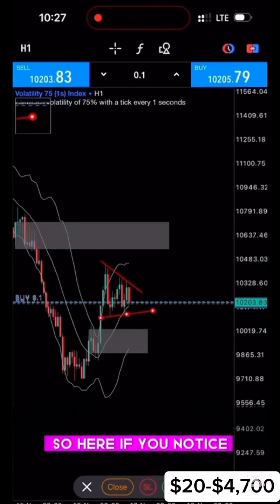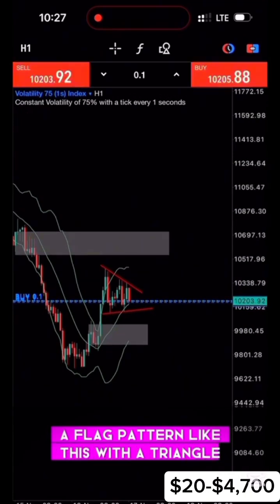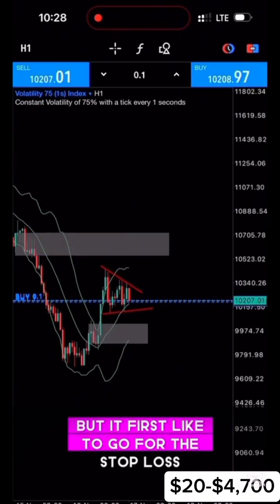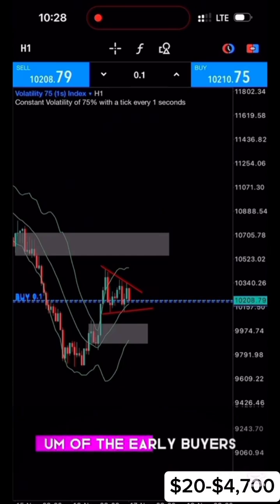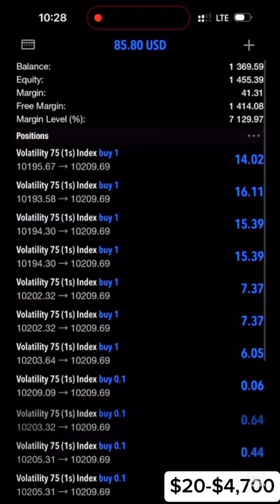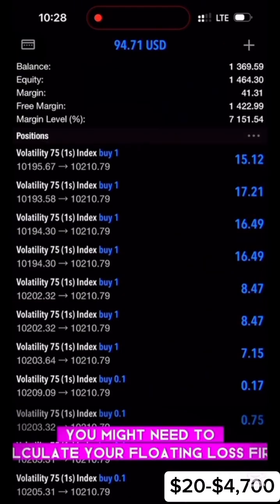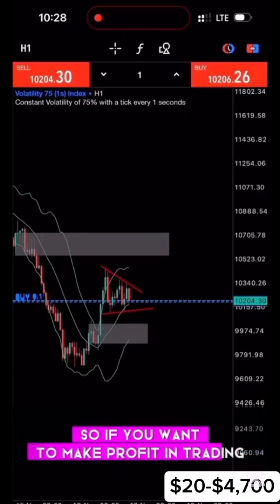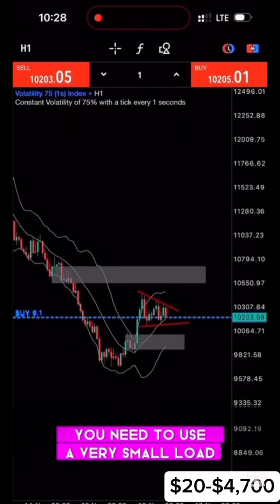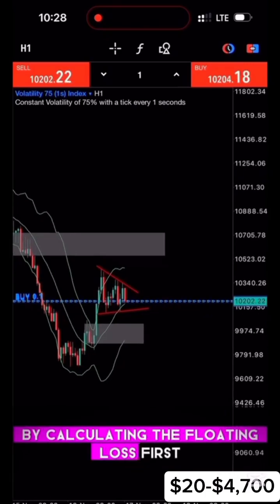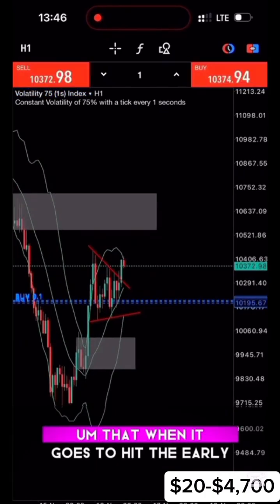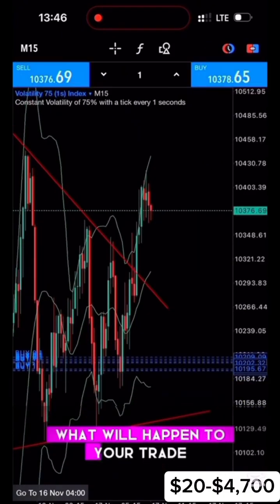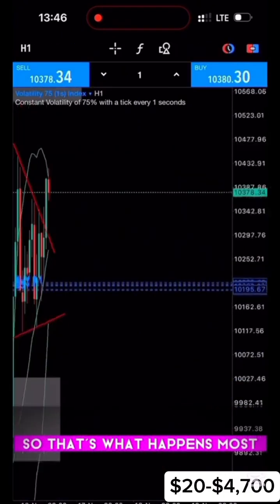So here, if you notice a flag pattern like this with a triangle, just know it's going to go up, but it first likes to go for the stop loss of the early buyers. So bear that in mind. You might need to calculate your floating loss first, but definitely the trade will go up. If you want to make profit in trading, you need to use a very small lot by calculating the floating loss first, that when it goes to hit the early buyers or the early sellers, what will happen to your trade? That's what happens most.